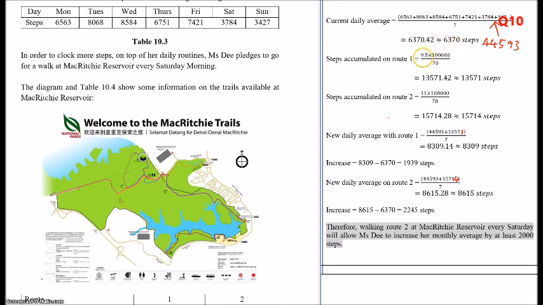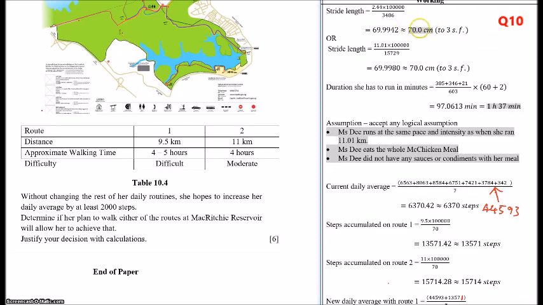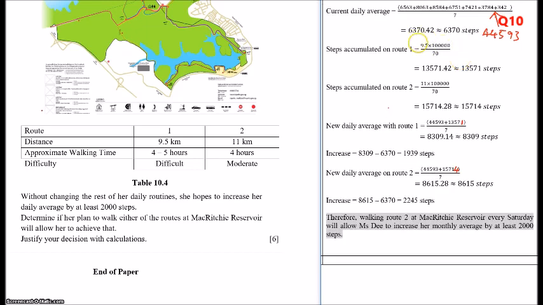Okay, so what we do is let's look at route 1. So over here, route 1, 9.5 km. So from here, I'm converting it to cm and I divide by 70. Where did 70 come from? 70 come from the very first step because one step is 70 cm. So if the whole thing is 9.5 km, divided by 70, I'm looking at 13,000 steps. So 13,000. But is it enough to increase the average by 2000?